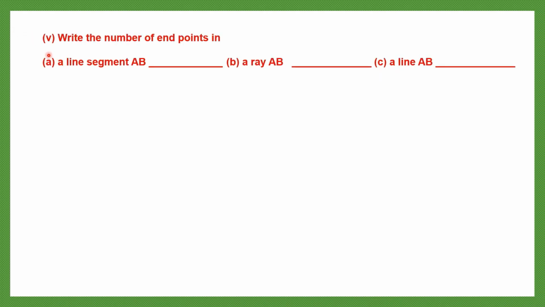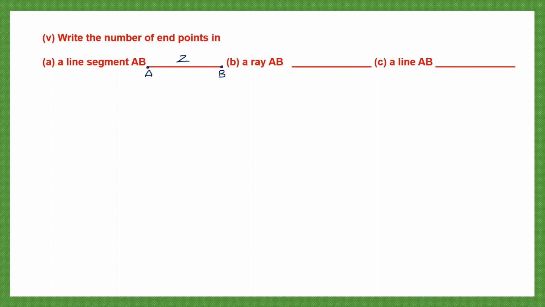So we finished with true and false. Now let's begin question 5, which says, write the number of endpoints in A, a line segment AB, B, a ray AB, and C, a line AB. Okay, now let's take this line itself as a line segment. Let's name it as AB. As you can see, there is an endpoint here and an endpoint here. So a line segment will have two endpoints. So this line segment AB has two endpoints.